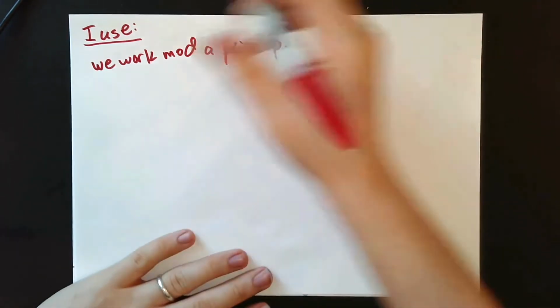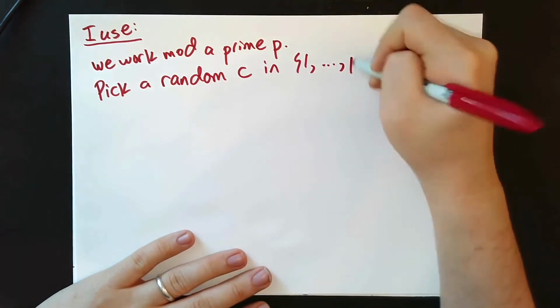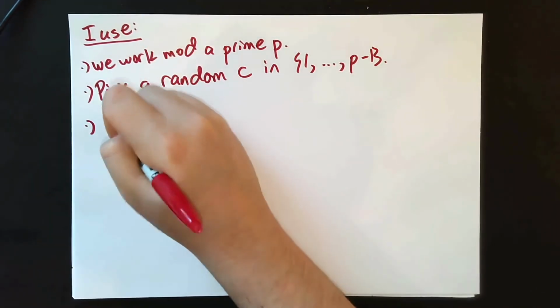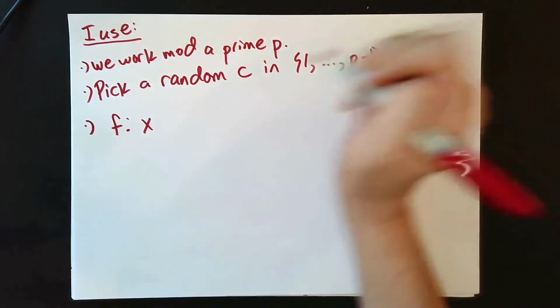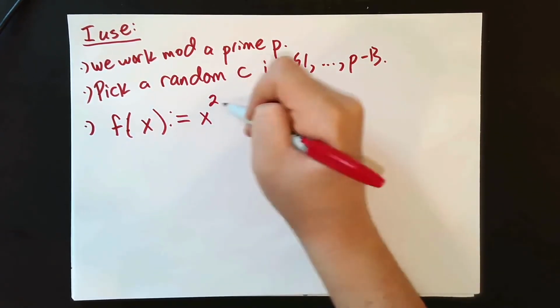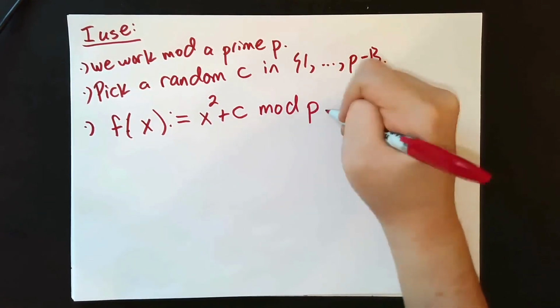I'm going to pick a random constant c that's going to be between 1 and p minus 1. You'll see it would not work well for it to be 0. And then what's my function here going to do? My function is going to take a number x, and it is going to define f of x to be x squared plus c mod p.